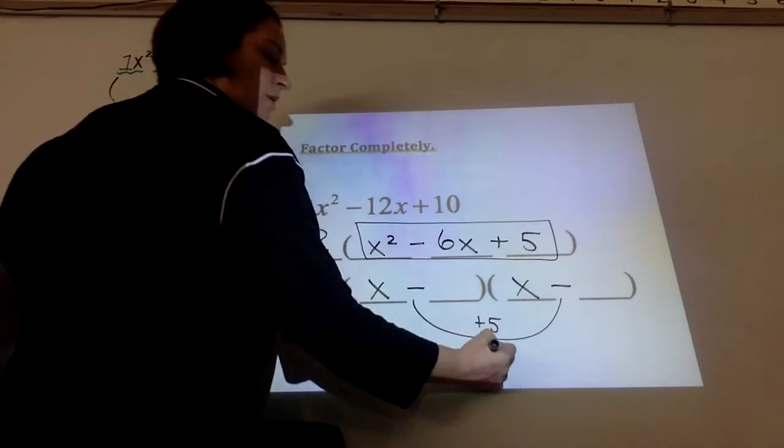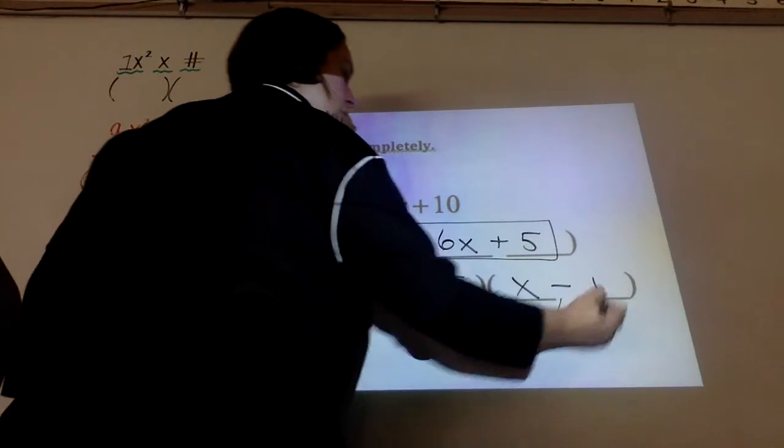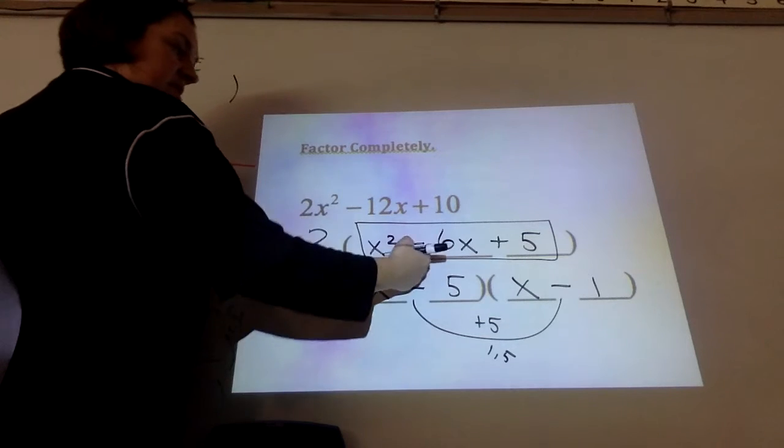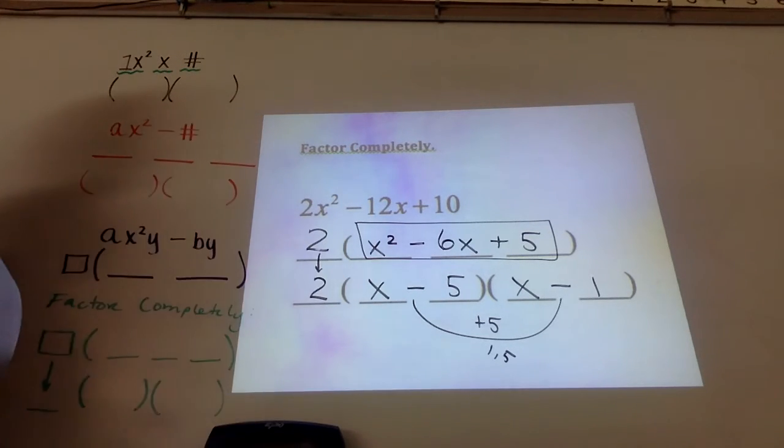What two numbers multiply to give me 5? Only 1 and 5. 5 goes first. 1 goes second. They add to 6. Bring down the 2. Don't forget the bring down. And I'm done.